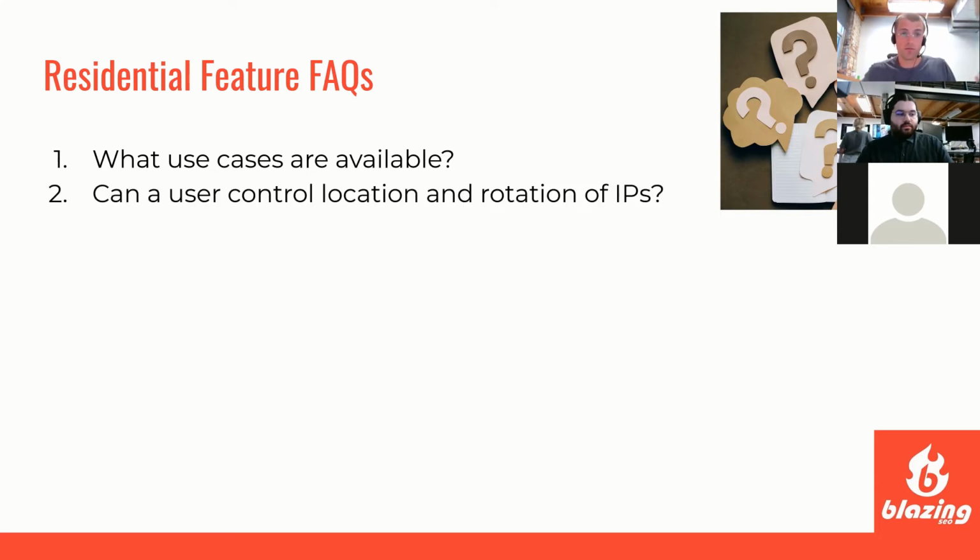Can users, for our residential, again, rotating residential, I should be clear, control the location and rotation of IPs? We have limited functionality on location targeting right now by countries. We have smaller pools, like in the US with our current small pool that we're using. And then rotation of IPs, currently it's just every request. So every request you send into our residential pool, you get a new IP every single time, which is the most ideal for scraping, obviously.